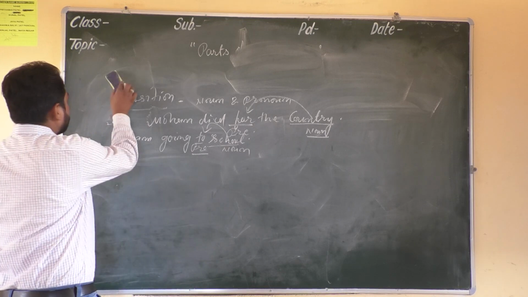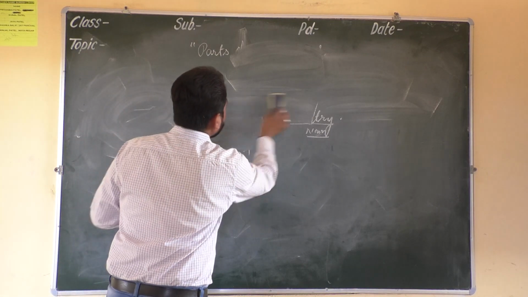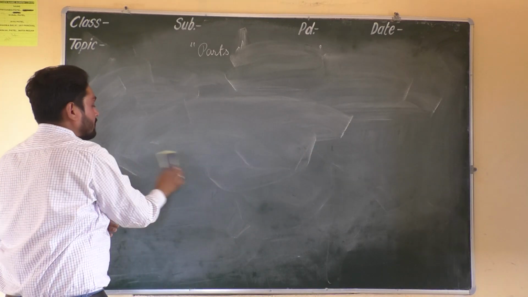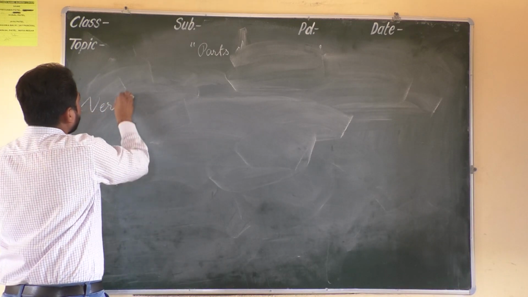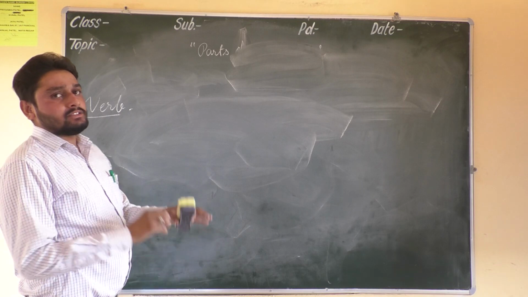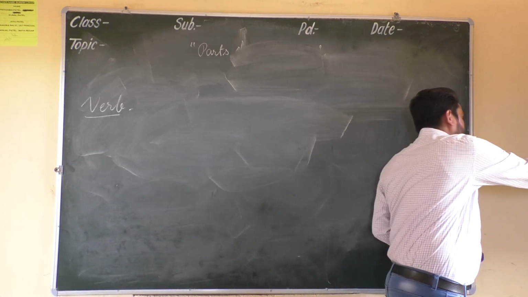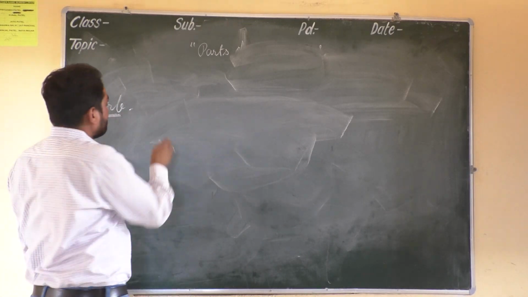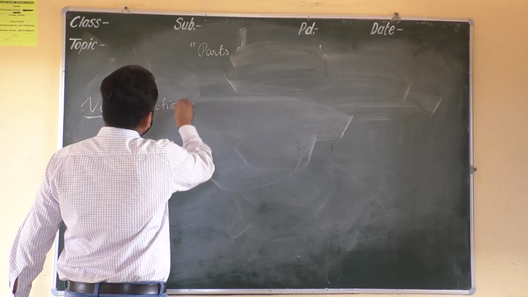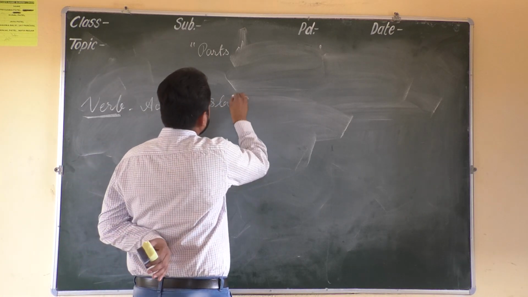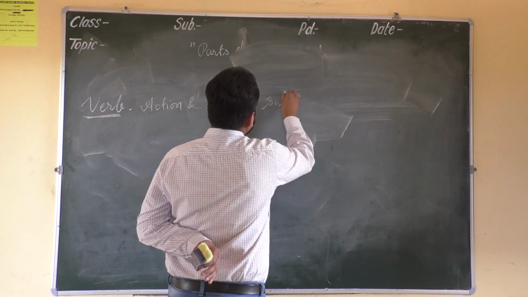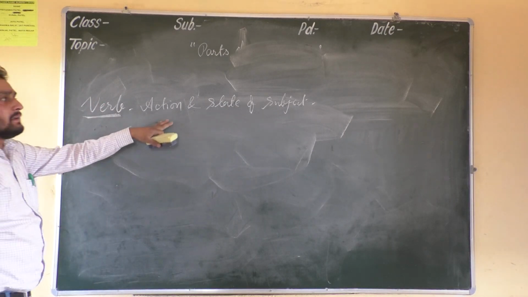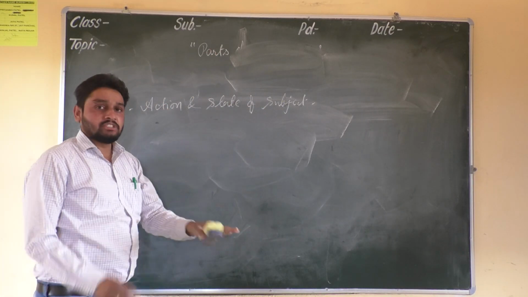The next part of speech is the verb. How can we identify the verb in sentences? In English grammar, the verb is most important, because there is no sentence in English grammar without a verb. And a verb describes the action and state of the subject in the sentence.